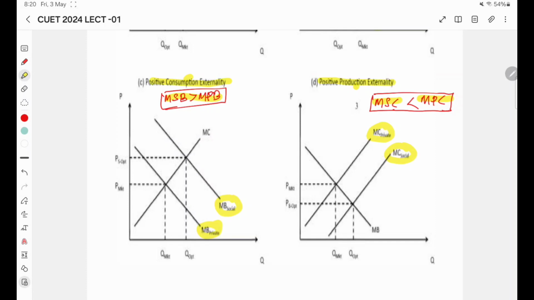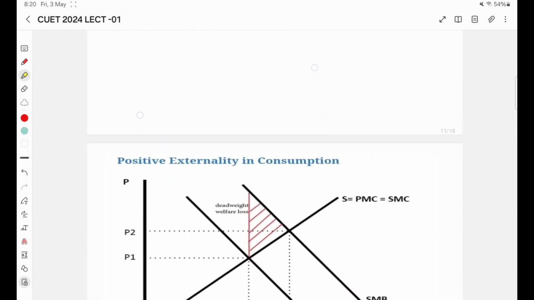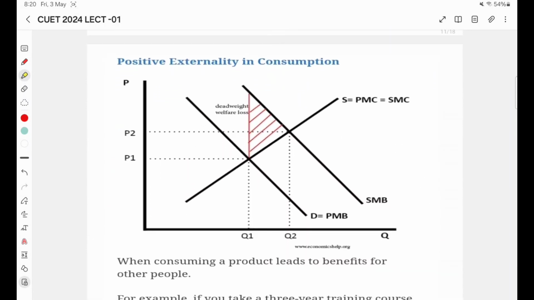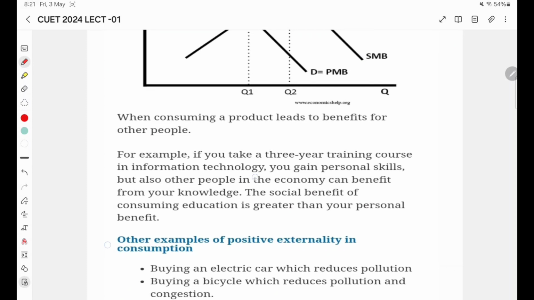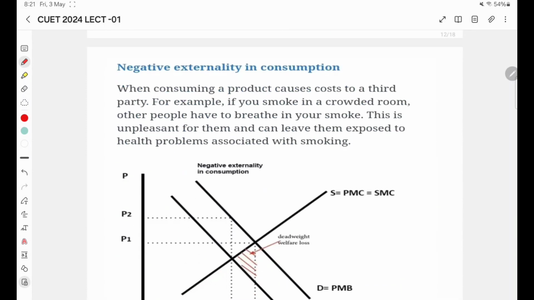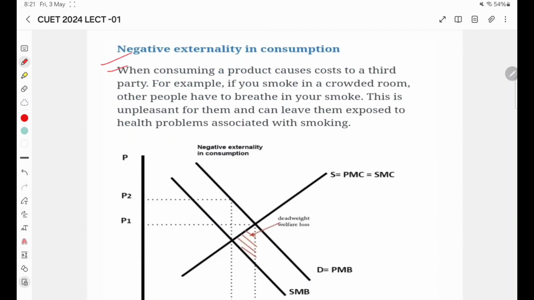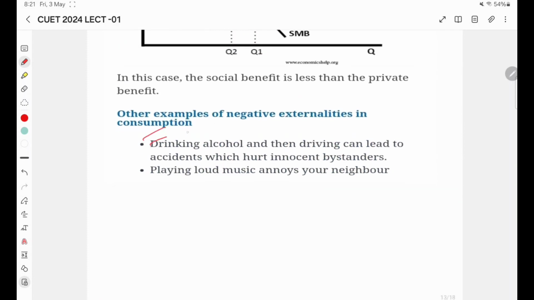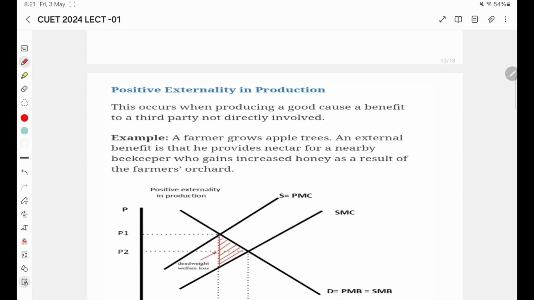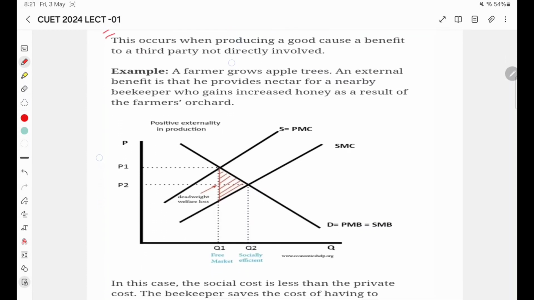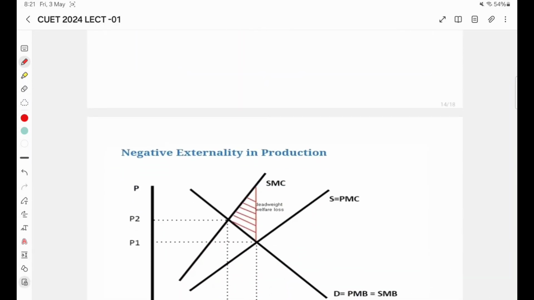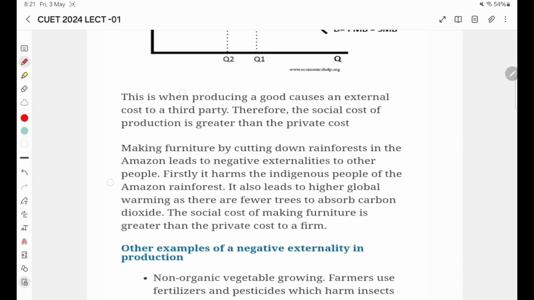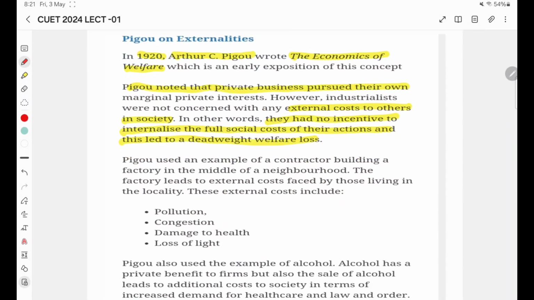So these are some diagrams I have clearly mentioned, you can go through these. Here it is also given the positive externality in consumption in detail, the case about the positive externality in consumption and how the deadweight loss happens, and the examples, and these are the negative externality in consumption. And this is the example of positive externality in production and examples. So you can go through all these, negative externality in production and different types of examples.